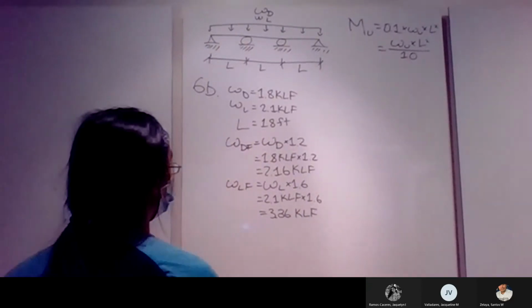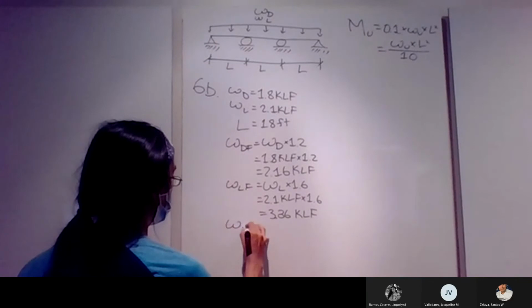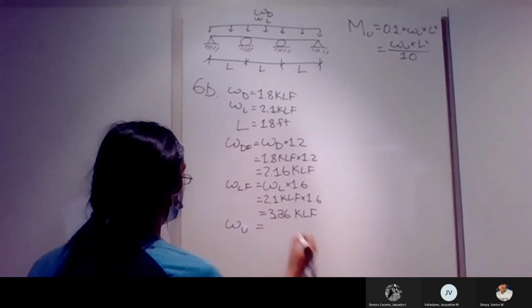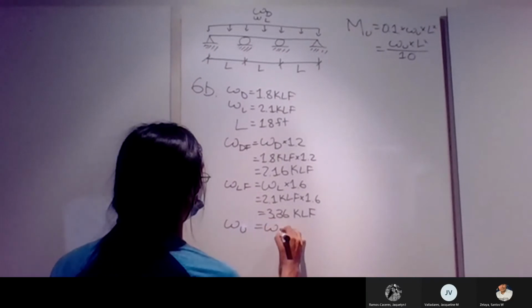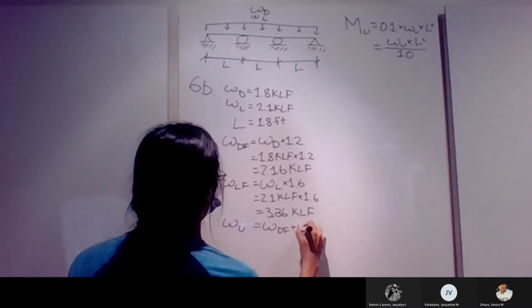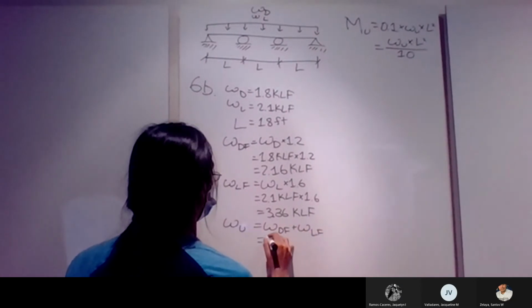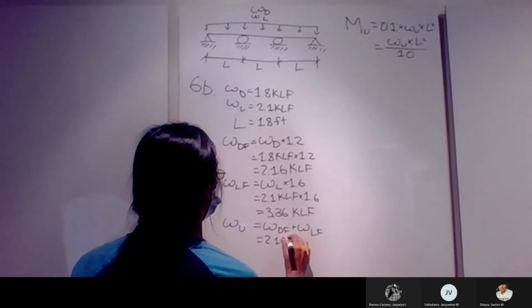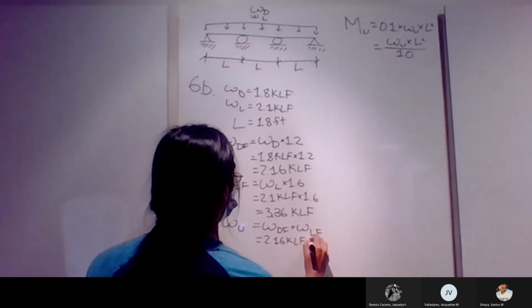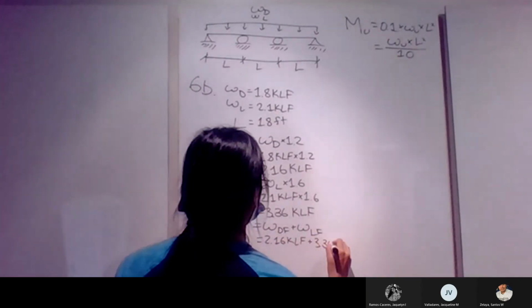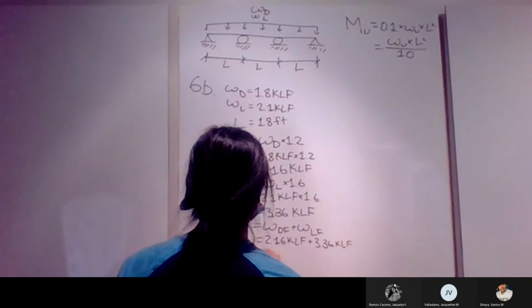So to get the ultimate load, we're just going to add them together. Remember, ultimate load is the factored dead load plus the factored live load. So we're just going to do 2.16 KLF plus 3.36 KLF.